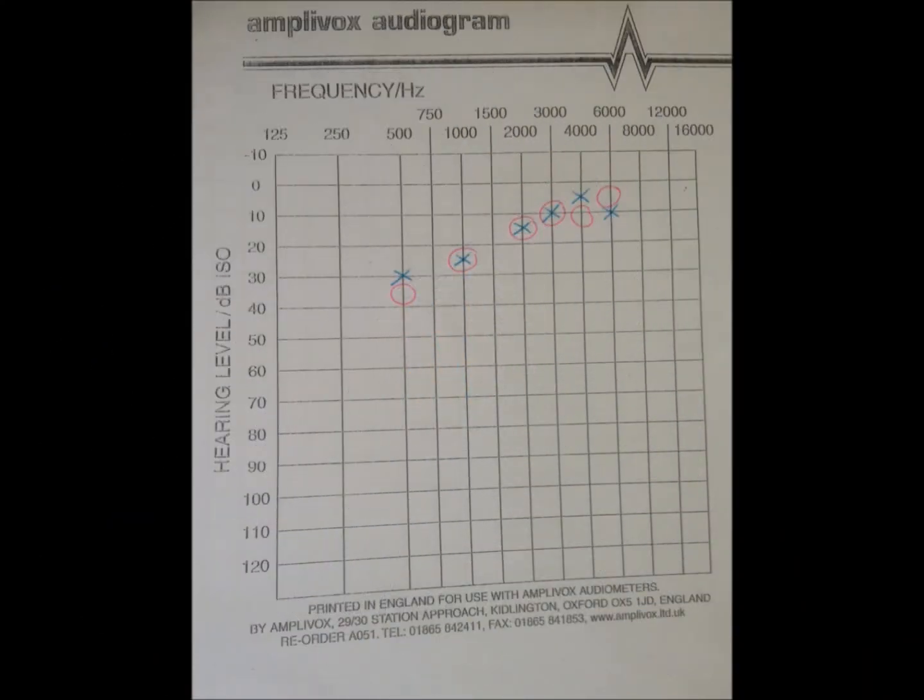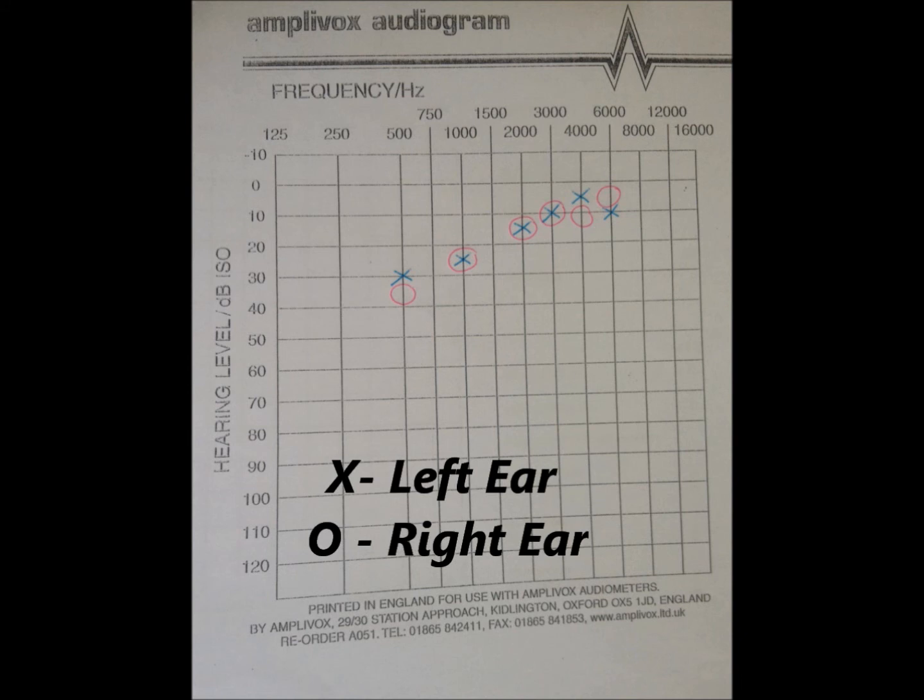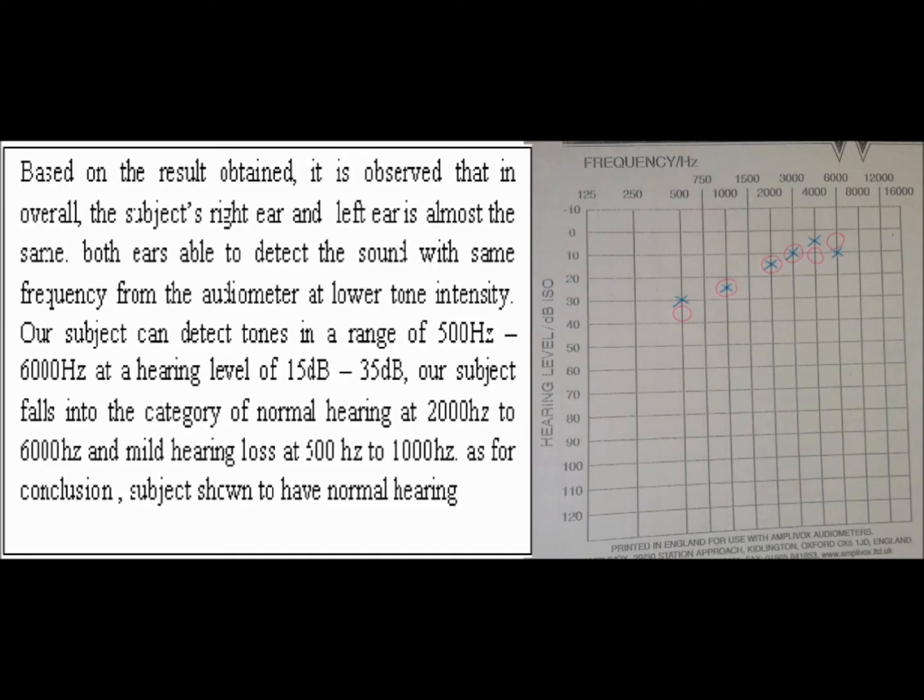The result obtained is as follows. X mark indicates sound heard on the left ear of the subject, and circle mark is sound heard from the right ear. Based on the result obtained, it is observed that overall, the subject's right ear and left ear are almost the same. Both ears are able to detect the sound with the same frequency from the audiometer at lower tone intensity.